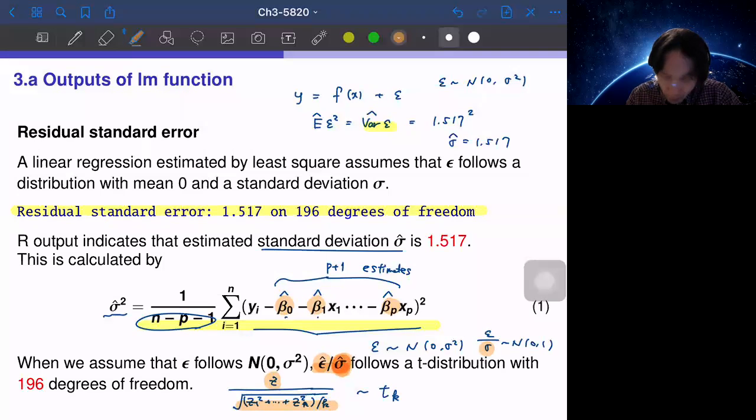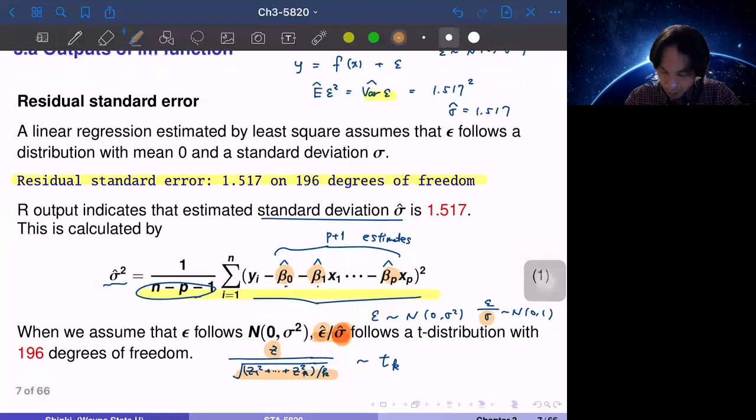So when the denominator is random, it usually becomes a heavy-tailed distribution. A random denominator means that if the denominator is just a very small number by chance, then the ratio epsilon hat over sigma hat becomes a very large number. So that makes the distribution heavy-tailed. And the t distribution has heavier tails than the normal.